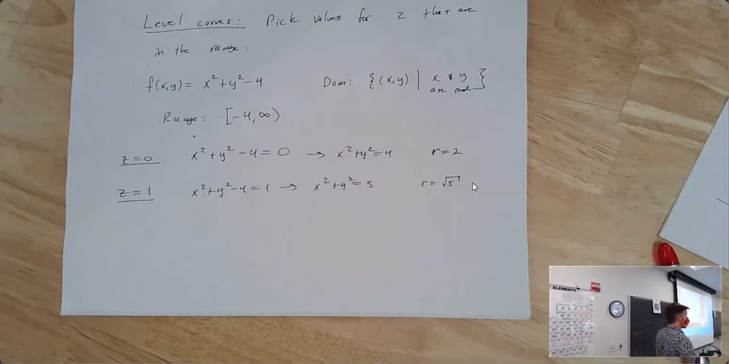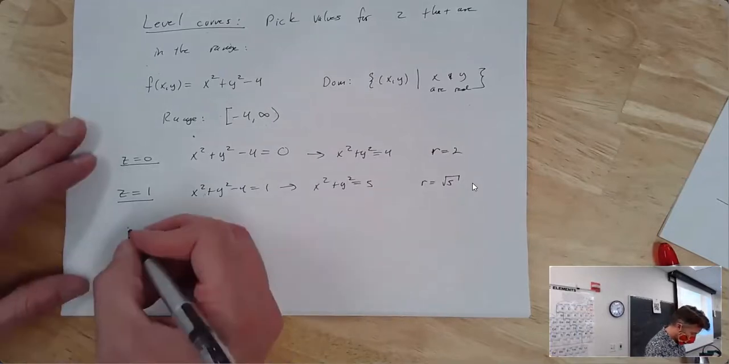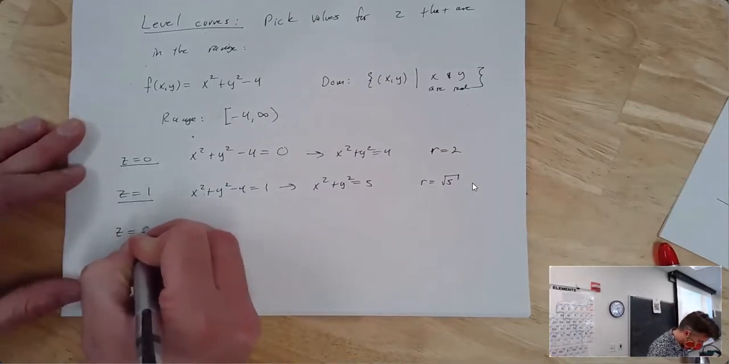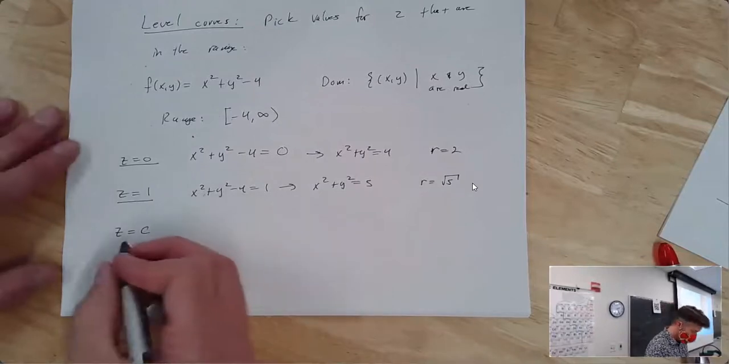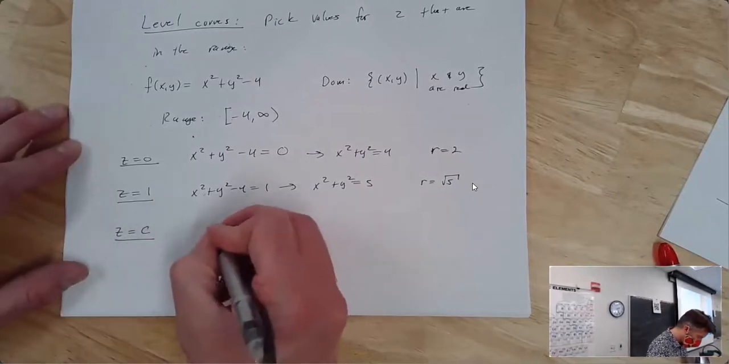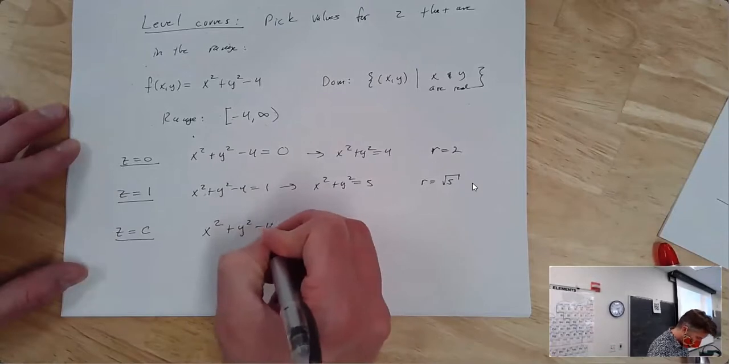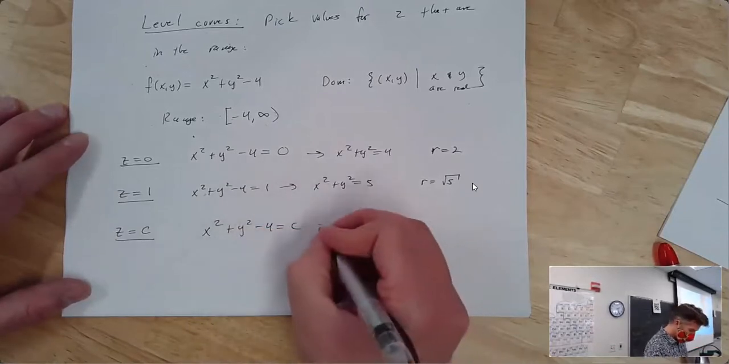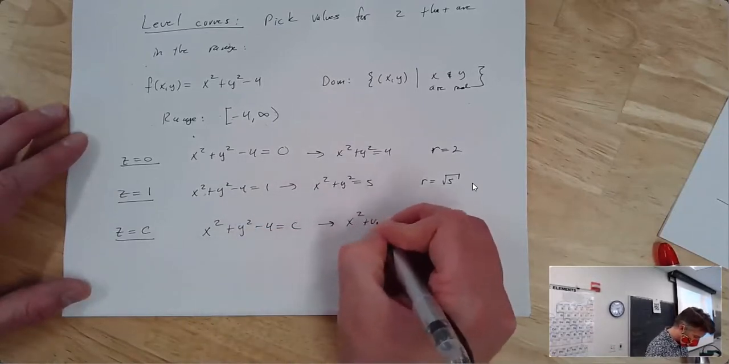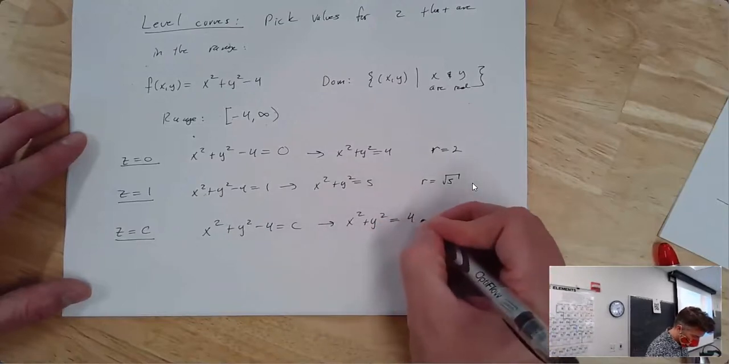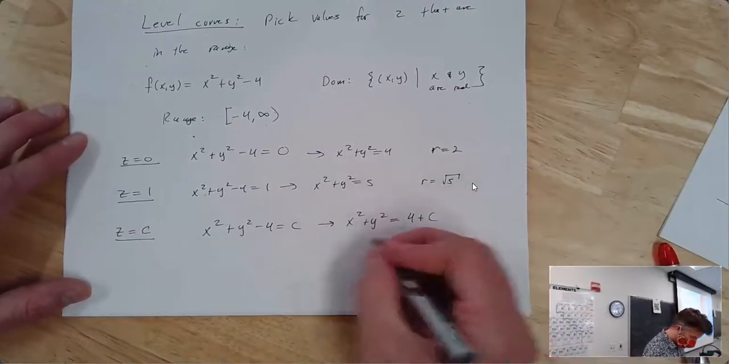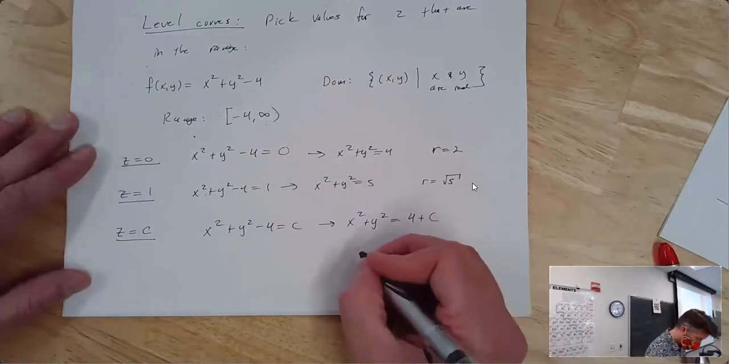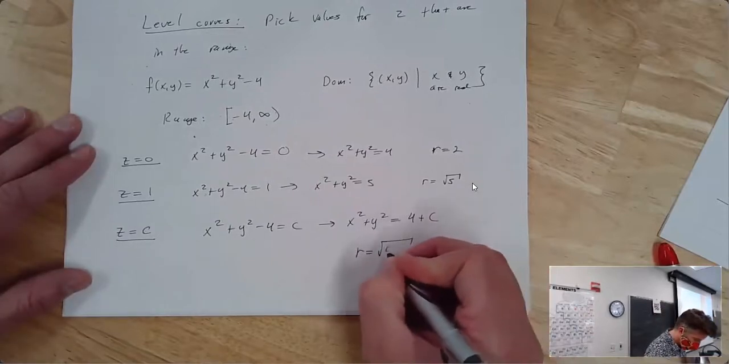We can see that we're going to get circles every time, but it would be nice to have a way of just knowing what the radius is going to be instead of having to do the math every time. So here's what we're going to do. I'm going to set z equal to just some constant c. Then we get x squared plus y squared minus 4 equal to c, and solving, x squared plus y squared equals 4 plus c. That's a circle centered at the origin, and the radius is the square root of 4 plus c.